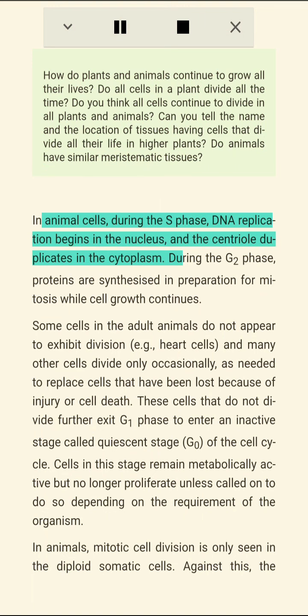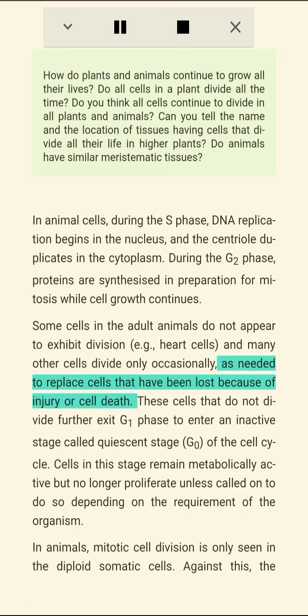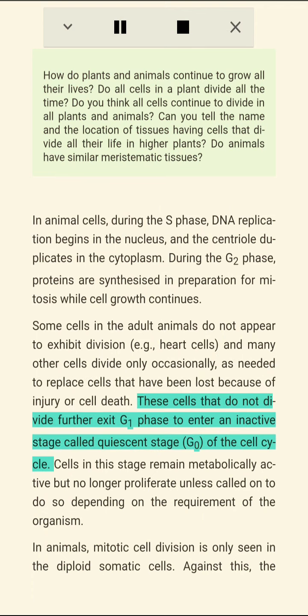In animal cells, during the S phase, DNA replication begins in the nucleus, and the centriole duplicates in the cytoplasm. During the G2 phase, proteins are synthesized in preparation for mitosis while cell growth continues. Some cells in the adult animals do not appear to exhibit division, e.g., heart cells, and many other cells divide only occasionally, as needed to replace cells that have been lost because of injury or cell death.